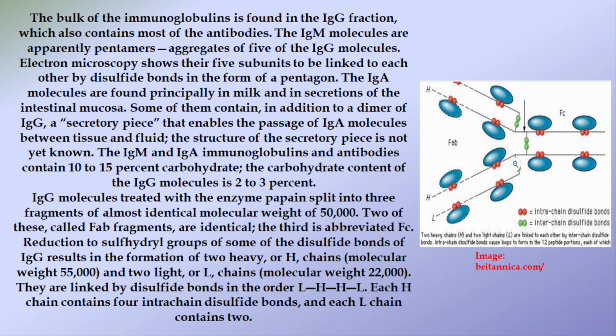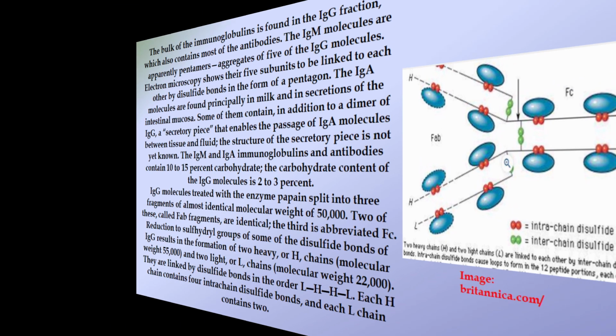Reduction to sulfhydryl groups of some of the disulfide bonds of IgG results in the formation of 2 heavy, or H, chains, molecular weight 55,000, and 2 light, or L, chains, molecular weight 22,000. They are linked by disulfide bonds in the order LHHL. Each H chain contains 4 intrachain disulfide bonds, and each L chain contains 2.